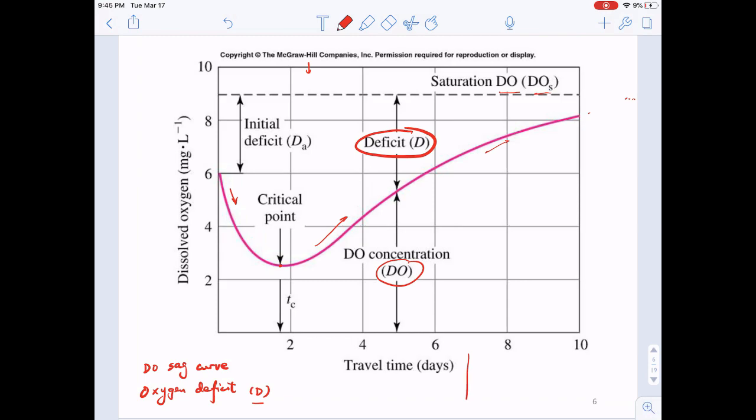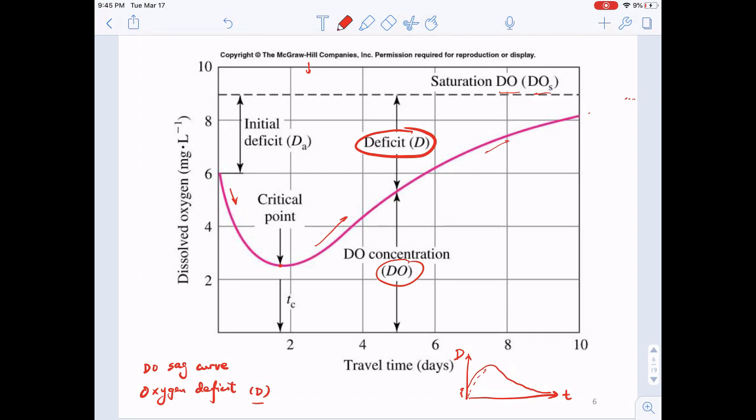Theoretically, if we want to plot the oxygen deficit as a function of time, it should look something like this, right? The oxygen deficit at the beginning is not 0, which is mainly because of the mixing of the river water and the wastewater.